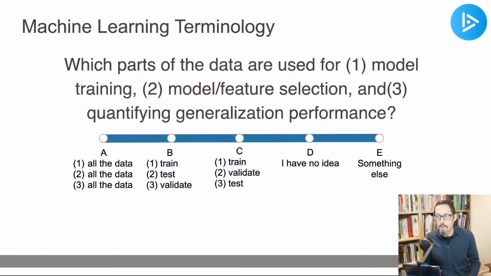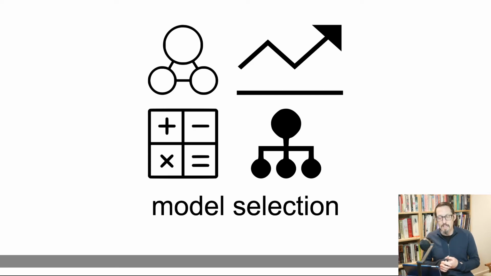Hello again. So, how did you do on the quiz? Did you remember that the model training is called the training set and the model feature selection is the validation set? And that quantifying generalization you do with the test set. That's letter C. So, probably you all remembered that. Well, let's keep on keeping on, okay?